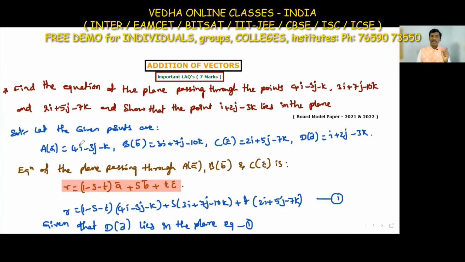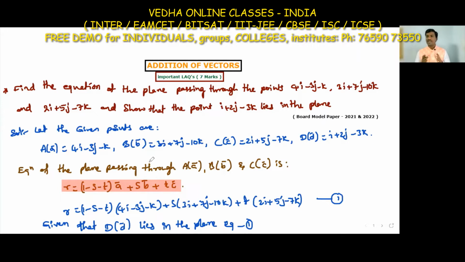Let the given points be A, B, C and D. Whatever points are given in the question, I am taking them as A, B, C, D. A is 4i minus 3j minus k, B vector is 3i plus 7j minus 10k, C point is 2i plus 5j minus 7k, and the point D is i plus 2j minus 3k.